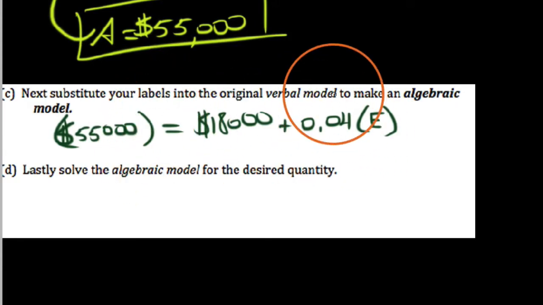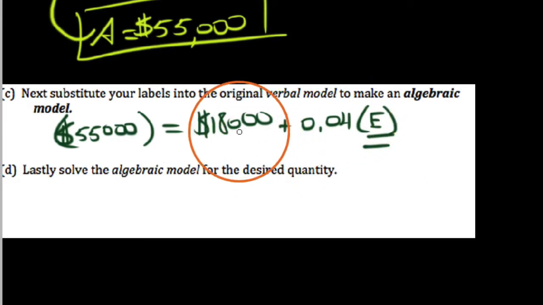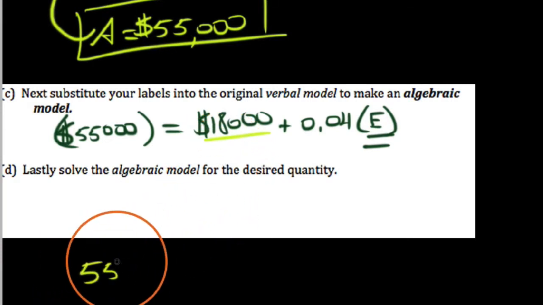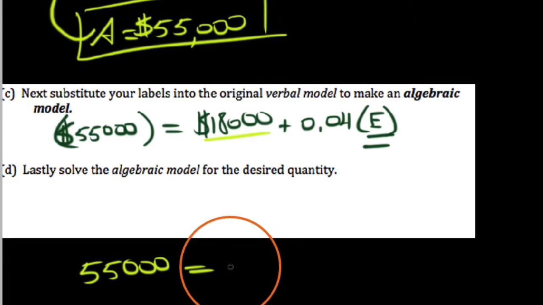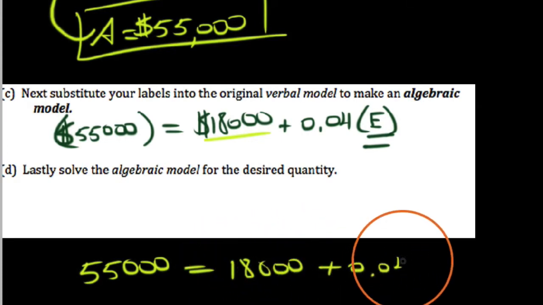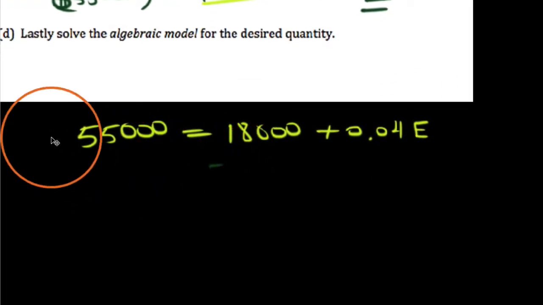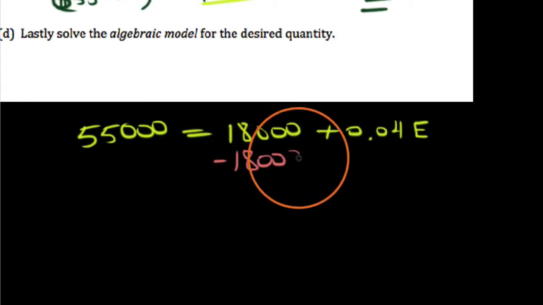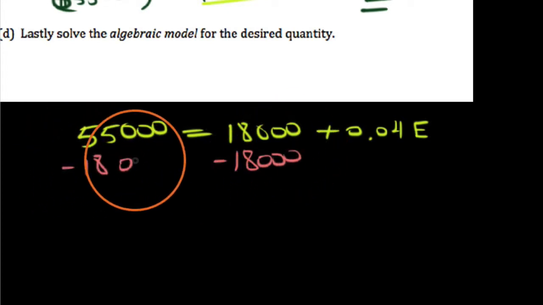This is just like any other equation. We just have to get this E isolated, which means, first of all, we need to get rid of this 18 grand. So if this is our equation, we'll go ahead and solve it. 55,000 is equal to $18,000 plus 4% of our earnings, 4% E. So we're going to subtract, and let's switch colors on this one, a brighter red. Subtract the 18,000 from both sides. So take away 18,000.